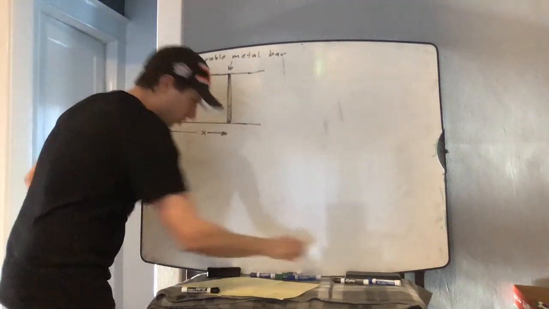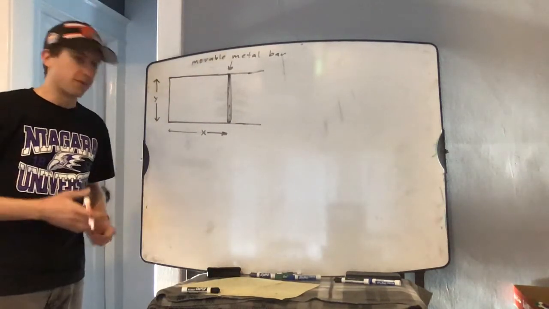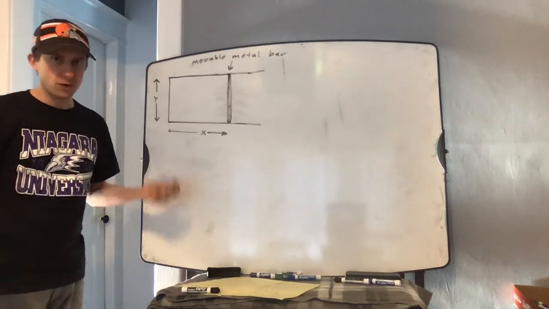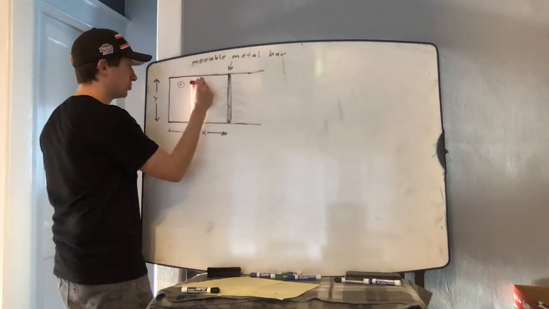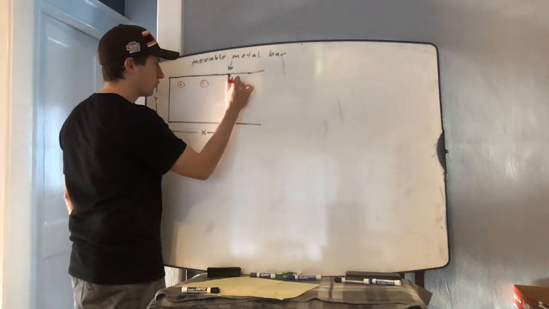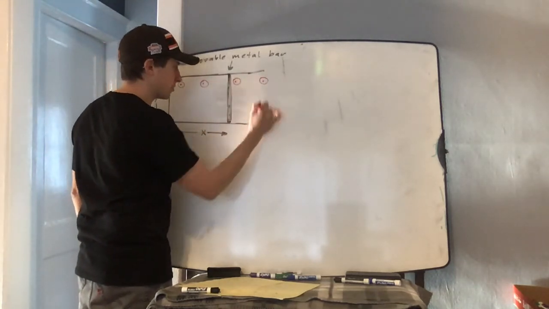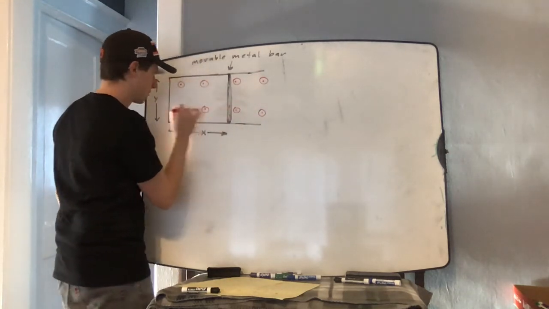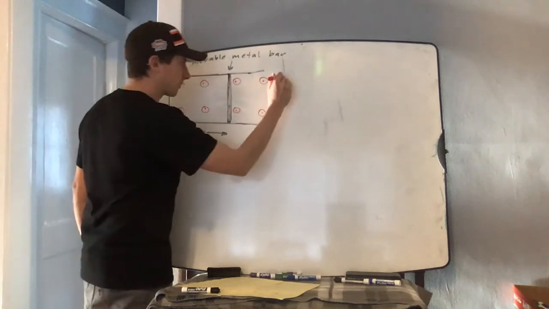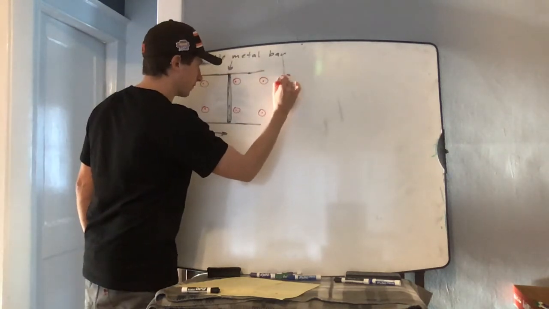Now, let's also set up a magnetic field that is pointing out of the board. So here's a magnetic field, and this magnetic field will just be uniform everywhere. We want to deal with a simple magnetic field. So here's my magnetic field. I'm going to call this magnetic field B.